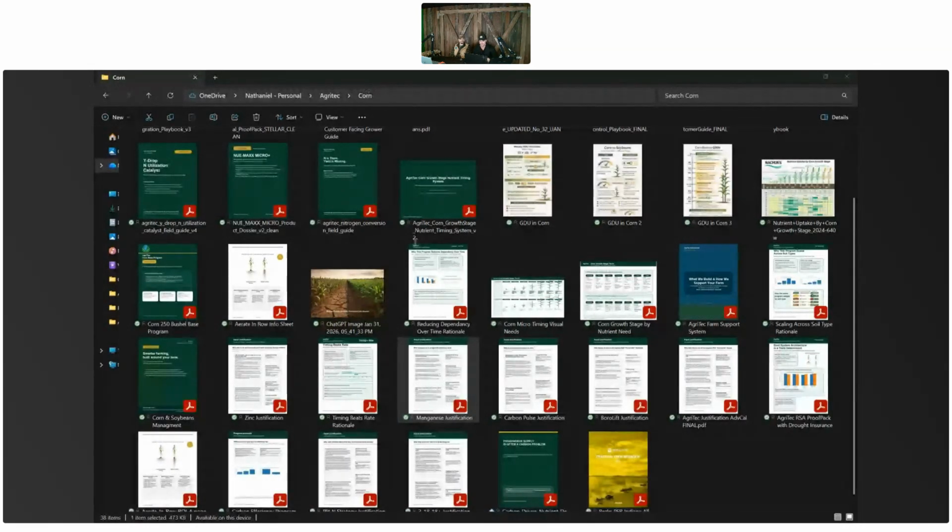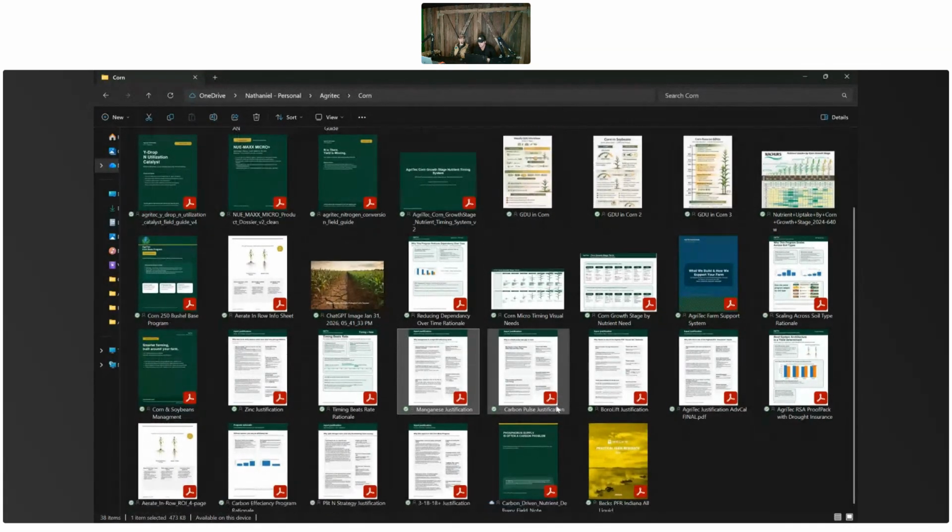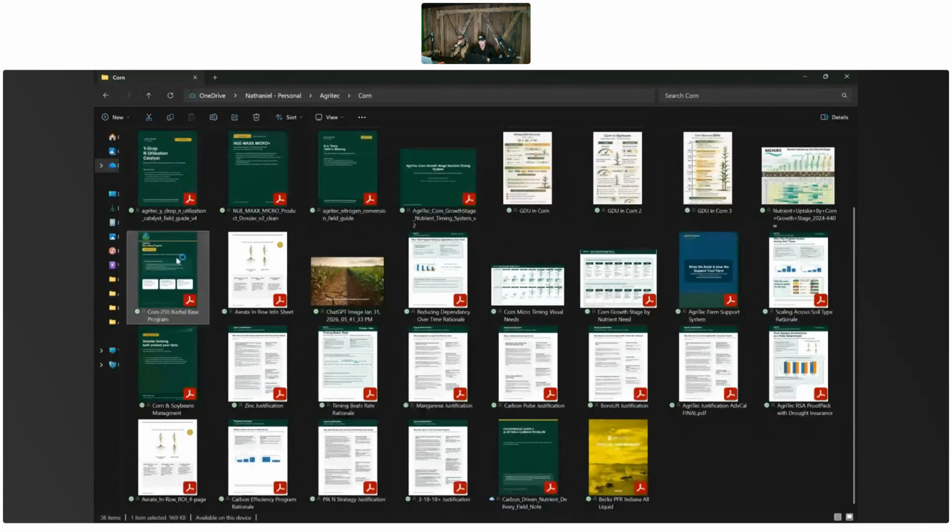And so this is the corn growth stage and nutrient timing. And then the main program is what I want to pull up here. This right there. All right. Let me make sure that this is sharing. It wasn't sharing the right screen. No wonder you guys are probably saying, what's this guy talking about? All right, here we go. Bang. Now you're seeing what I'm saying.